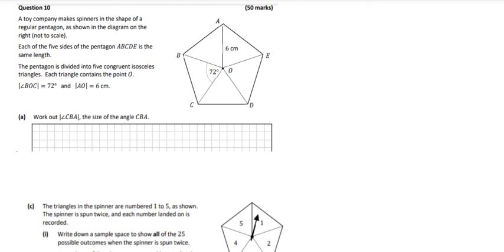Hi folks, this is question 10 and we're given this pentagon shape. We know that each triangle in it is an isosceles triangle, and all the triangles are the same, so all of these angles here, at the base of the triangle, will all have to be the same all the way around.